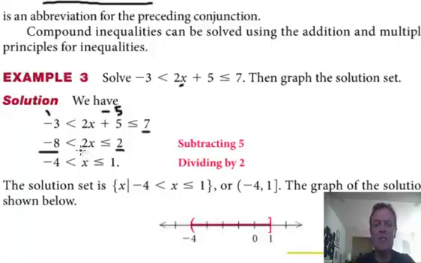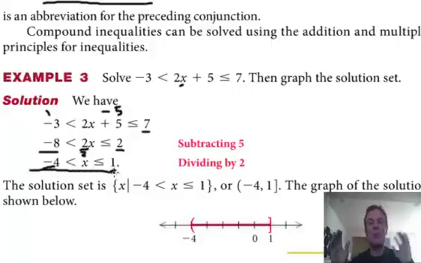So I've still got the 2x, so you can see I'll end up dividing by 2. Divide by the number next to the letter. Divide the -8 by 2, you get -4. Divide the 2 by 2, you'll get 1. So I just divide everything by 2, and that's what I get. So the solution set is in between -4 and +1, including the +1, again because of the equal sign.